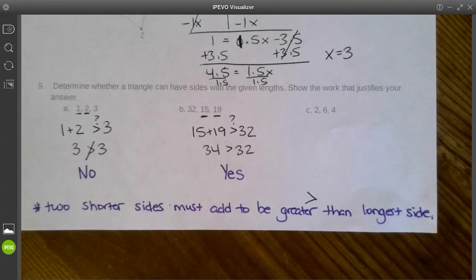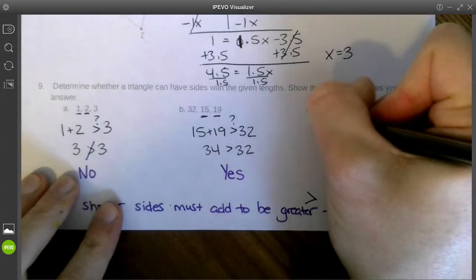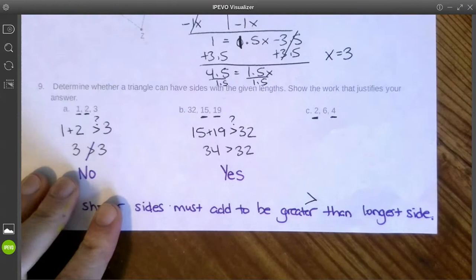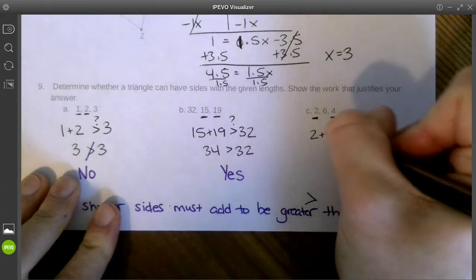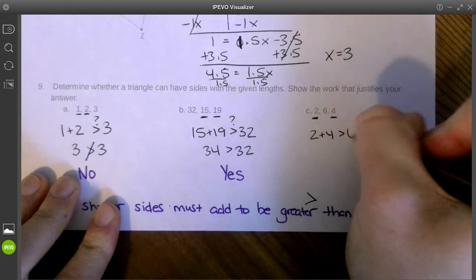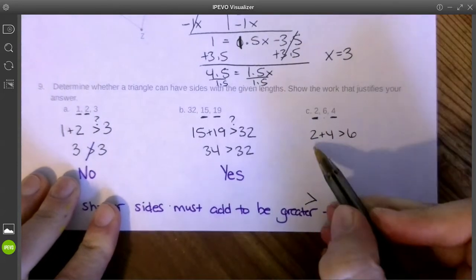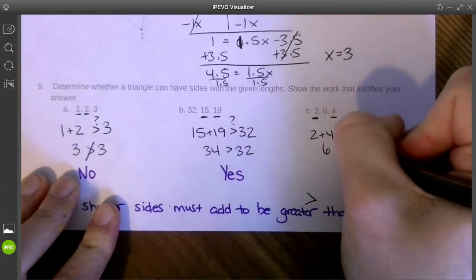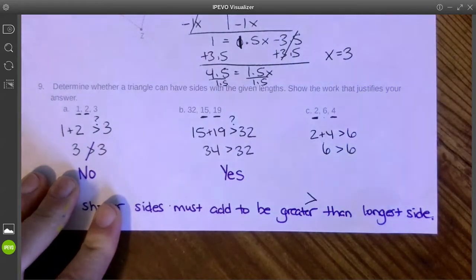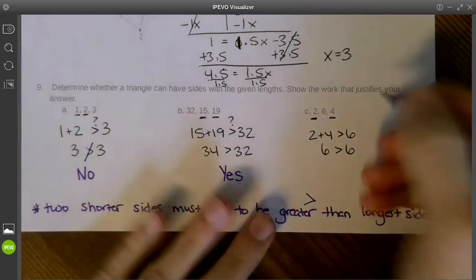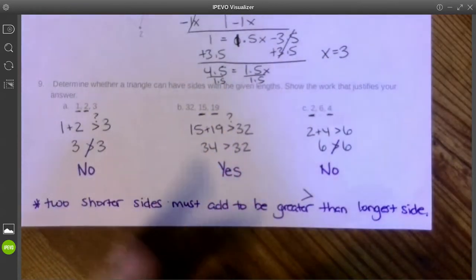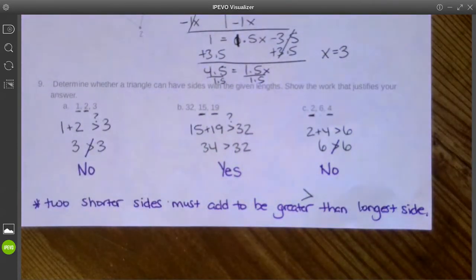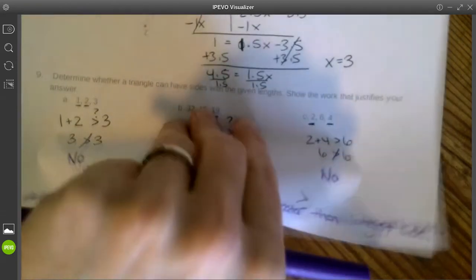In part C, my 2 shorter sides are 2 and 4. So the question is, is 2 plus 4 greater than the longest side, which is 6? Well, 2 plus 4 is 6, and 6 is not greater than 6. 6 is equal to 6. So part C, those 3 lengths could not form a triangle. We're going to go ahead and move on to number 10.